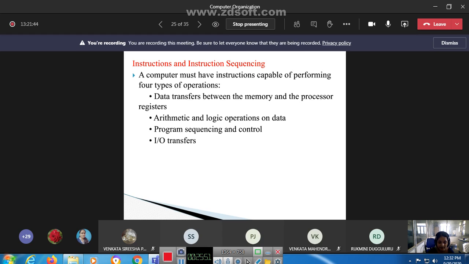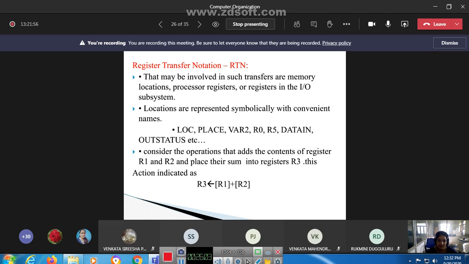So these are the different things we are going to follow. These are the instructions, these are the operations we are following. So first one is register transfer notation, in short RTN. So what is meant by register transfer notation? The transfer of information from one location in the computer to another. The possible locations that may be involved in such transfers are memory locations, processor registers, or registers in the input-output subsystem.